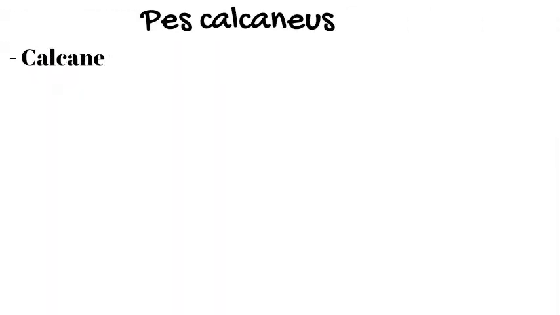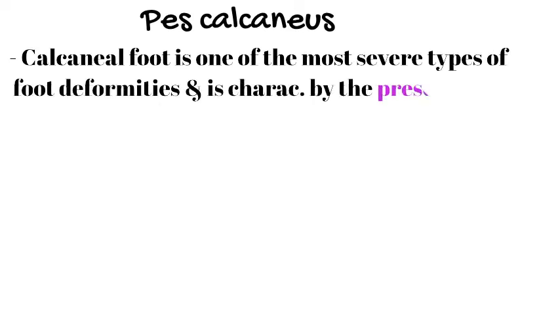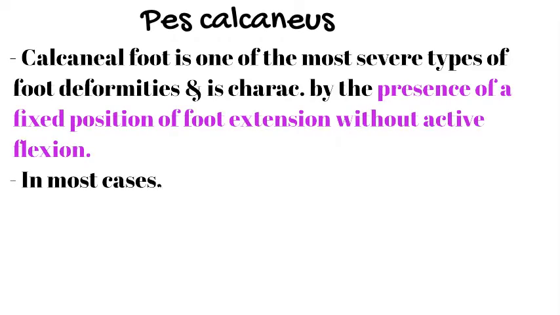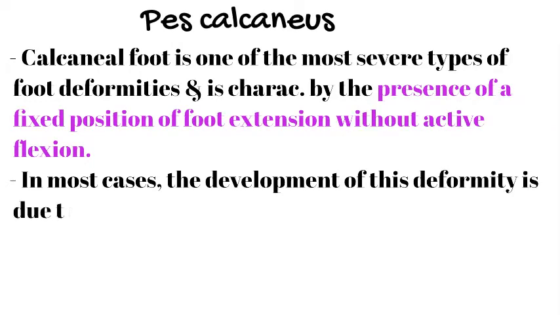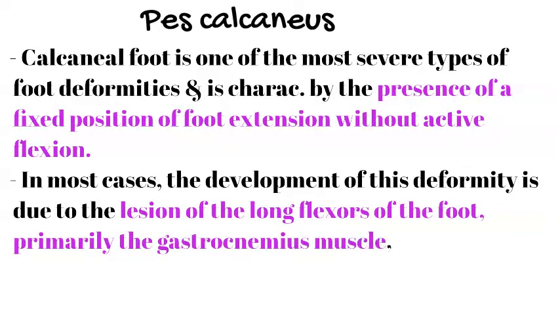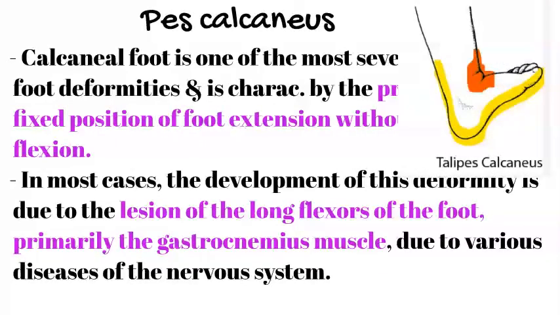As an introduction, the calcaneal foot or pes calcaneus is one of the most severe types of foot deformities and is characterized by the presence of a fixed position of foot extension without active flexion. In most cases, the development of this deformity is due to the lesion of the long flexors of the foot, primarily the gastrocnemius muscle, due to various diseases of the nervous system. This picture illustrates the talipes calcaneus, whereby the foot is in fixed extension without active flexion.